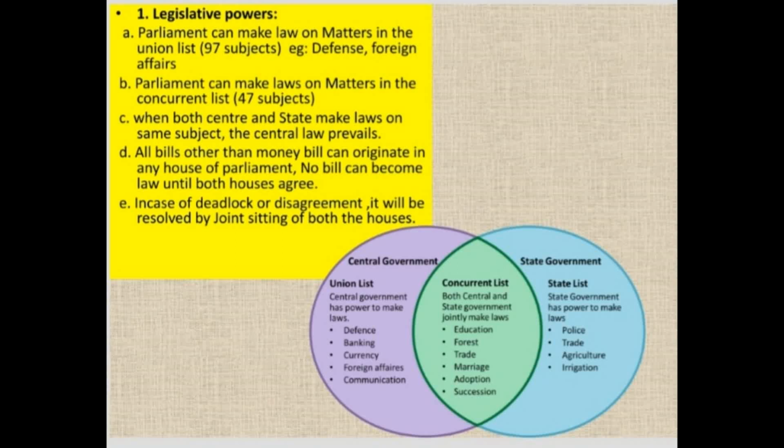So all ordinary bills may be introduced either in Lok Sabha or in Rajya Sabha, and both houses should agree on that. In case of a disagreement or a deadlock over ordinary bills, such issues can be resolved by the joint sitting of both houses, which will be organized by the president. So this is about the legislative powers: parliament can make laws on the union list and the concurrent list, and if it is the concurrent list, the central law will prevail if both state and central make laws on the same subject. Except money bills, all other bills must be ratified by both houses of parliament, and in case of deadlock, the joint sitting will help to resolve the issue.